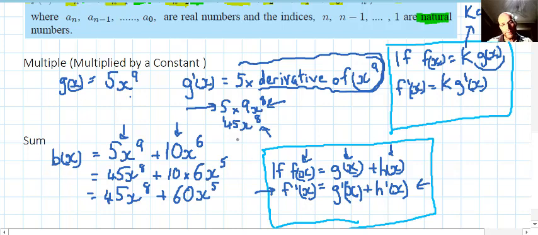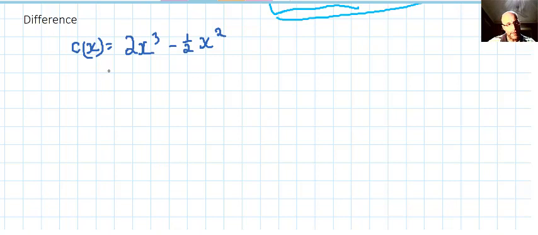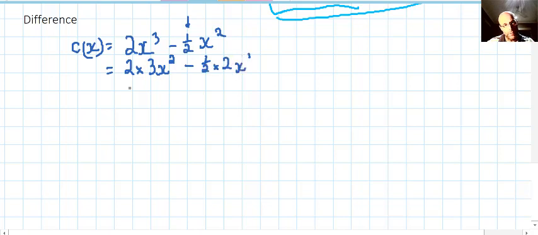What about a difference? Well, it's the same. So if we have the following, if we have 2x cubed minus a half x squared, so you don't have to have integer values for the coefficients, as you know. So that would be 2 times, now it's n times x to the n minus 1, so it's 3x to the 3 minus 1, which is 2. Now minus a half, and we've got the x out the front. X minus 1 would be that, and so we'd have 6x squared minus x.